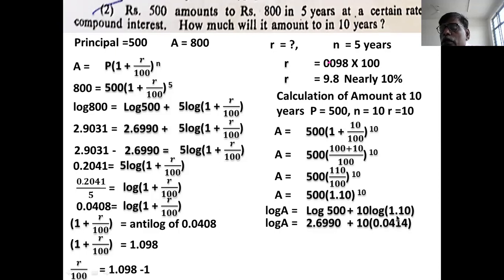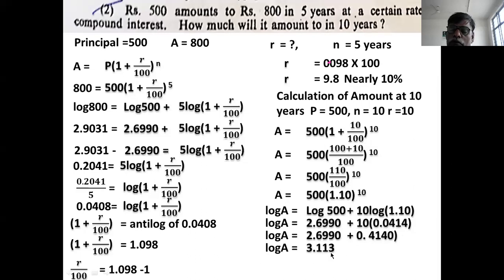In the 110 column, you forget the decimal point and see in the logarithm table. The 110 column value is 0.0414. If you multiply with this 10, log A is equal to 2.6990 plus, multiplied with the 10, its value is 0.4140. So log A is equal to 3.113. If you take the total, then apply the anti-log.